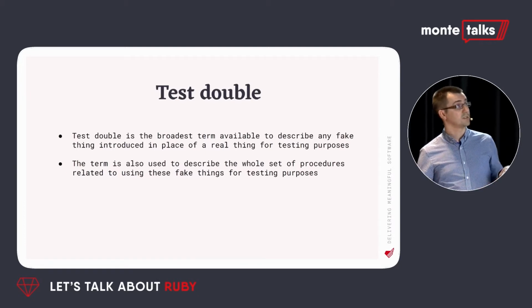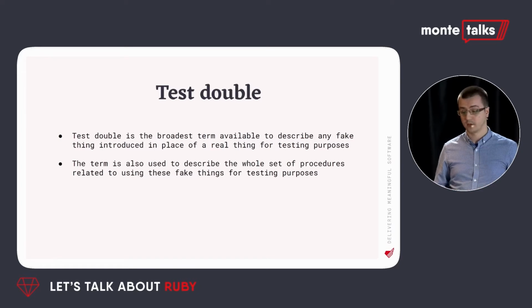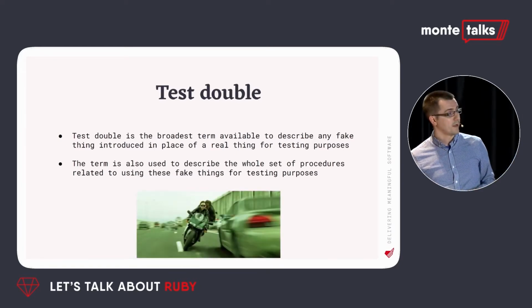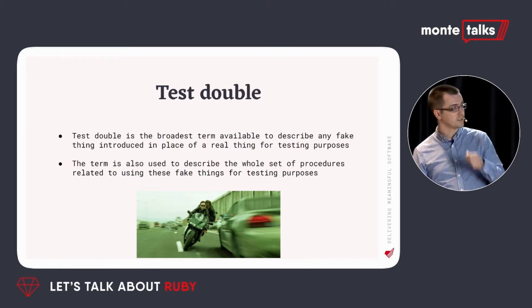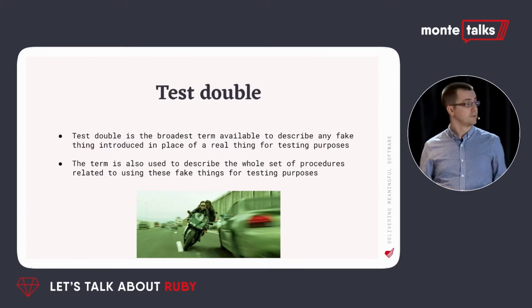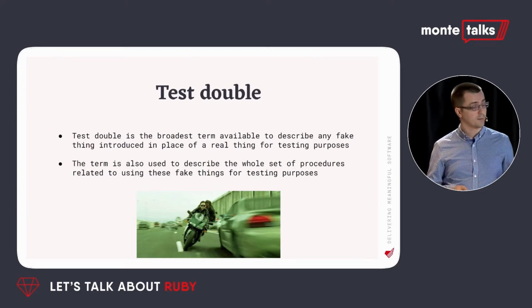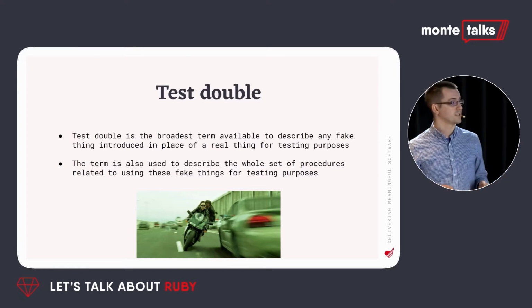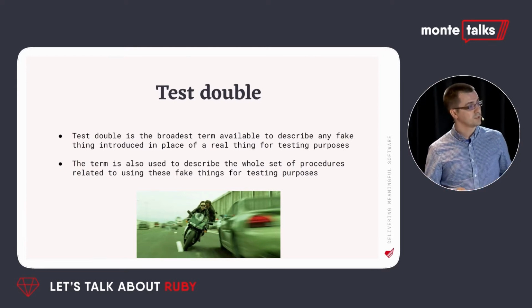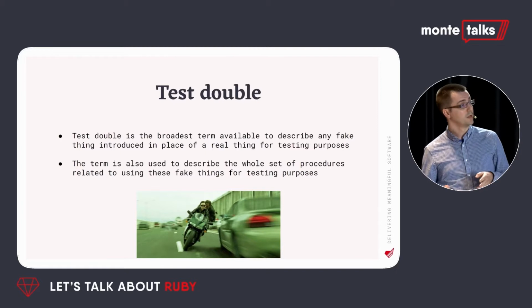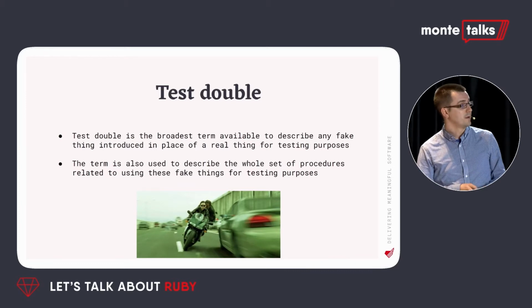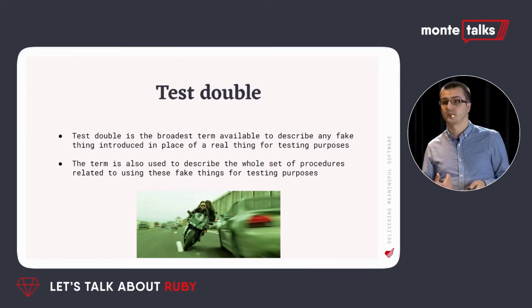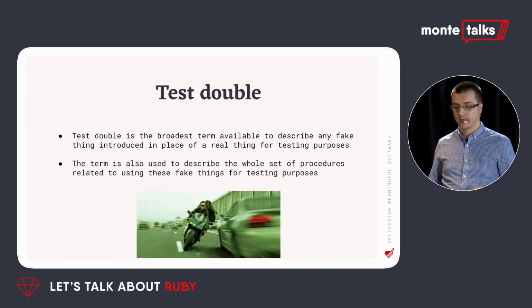And the origin of the term is also interesting. It comes from the stunt double in movies. Here on this screen, you can see a scene from The Matrix Reloaded. And you can spot here a stunt double, Debbie Evans, who is the stunt double for the Trinity character. So you can think about an analogy between the test double and stunt double. It's something that can be used instead of the real object in our test.